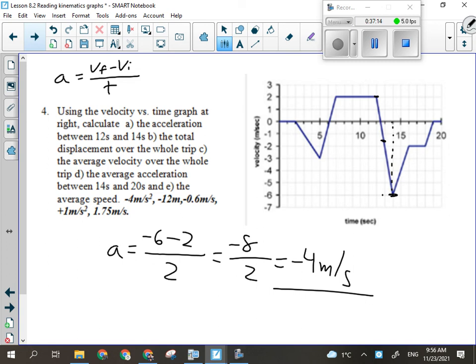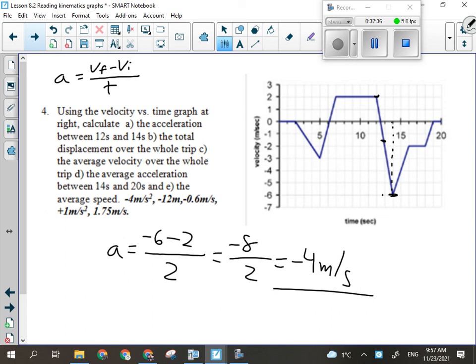Now, questions? So what points do you choose? Do you just choose the highest and lowest points, or are there like certain ones? Well, I picked the ones that it asked for. Oh, okay. 14 and 12 seconds, right? So 14 was my final, 12 was my initial, right? And then with these two, I was just pointing out that yes, in fact, it does change by -4 meters per second every second, okay?